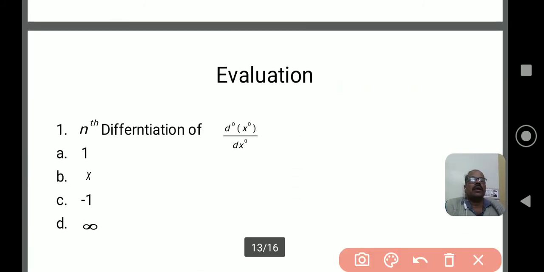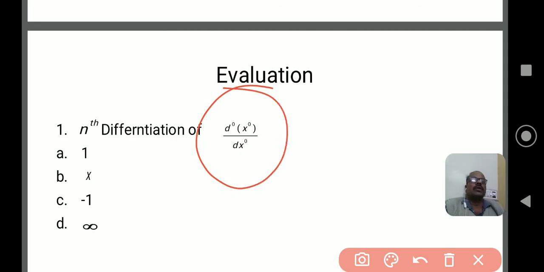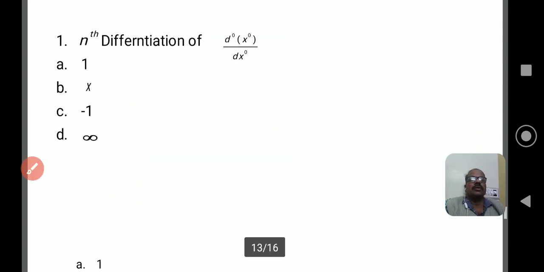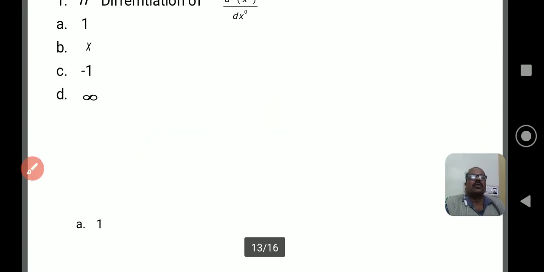Now the 0th derivative of x power 0. What is x power 0? It is 1. For 1, you are going to find the 0th derivative, which means it is a constant. Constant means answer A is 1, the second option is x, the third option is minus 1, D is infinity. I think your expected solution is A, equal to 1.